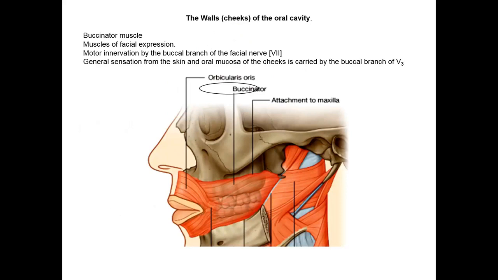There's not much to consider here with the walls other than the buccinator muscle. Overlying that are some of the muscles of facial expression. What I want you to understand is that motor innervation is via the buccal branch of the facial nerve, and the general sensation from the skin and the oral mucosa of the cheeks is carried by the buccal branch of the trigeminal nerve. So you have two buccal branches to think about. It's just their relationship to the cranial nerve that matters, as one will be motor innervation and the other will be general sensation.